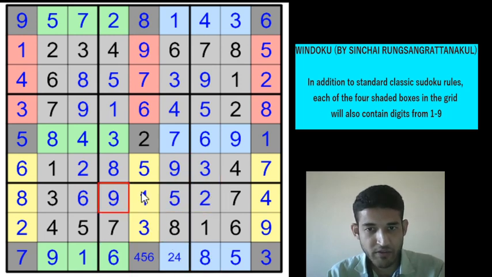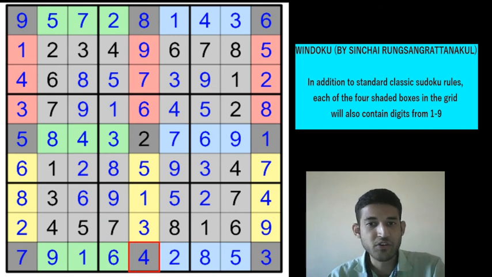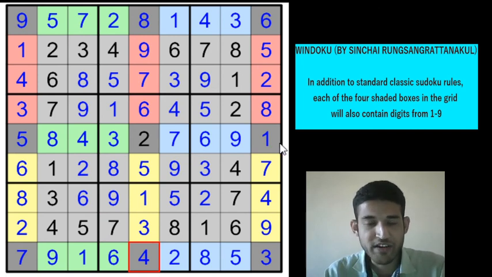3, 6, 7, 8, 1, 5, 9 are placed. The remaining digits are 2 and 4. That gives a 4 here. I think we have completed the Sudoku now. Quite a colorful grid if you see. But in normal window quiz, you don't need to color notate or anything.